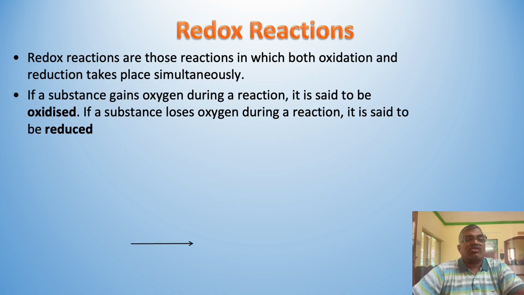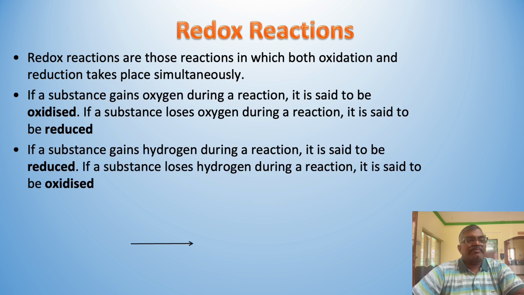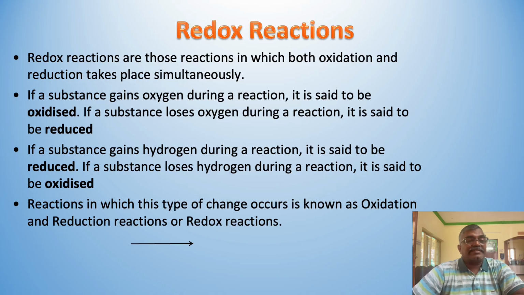If a substance loses oxygen during the reaction, it is said to be reduced. If the substance gains hydrogen during the reaction, it is said to be reduced. If the substance loses hydrogen during the reaction, it is said to be oxidized. And you can also explain it the electronic way. A substance that loses electrons is oxidized. The substance that gains electrons becomes reduced. So that is a redox reaction.